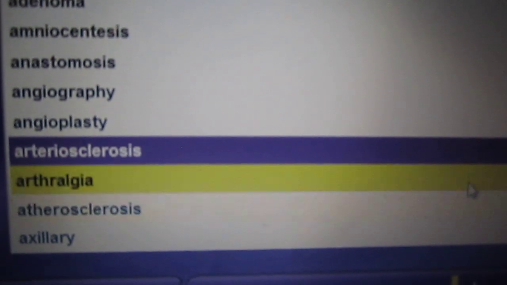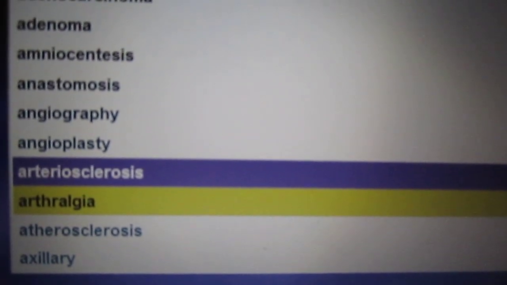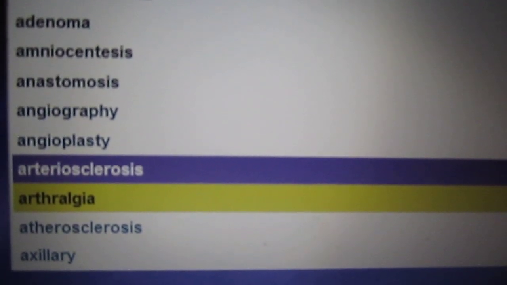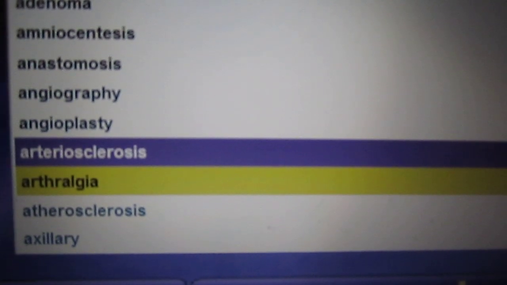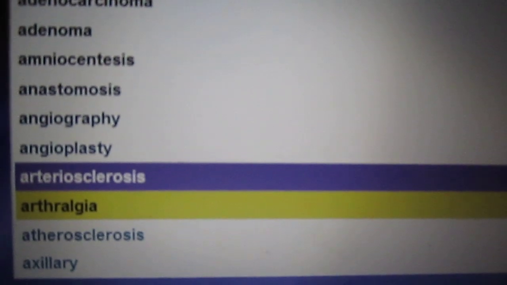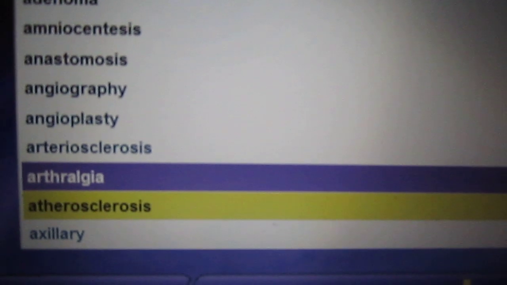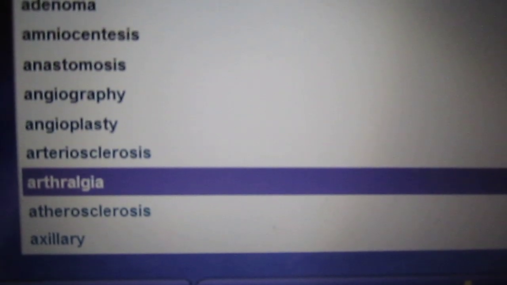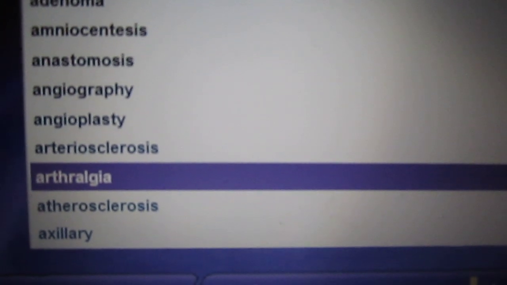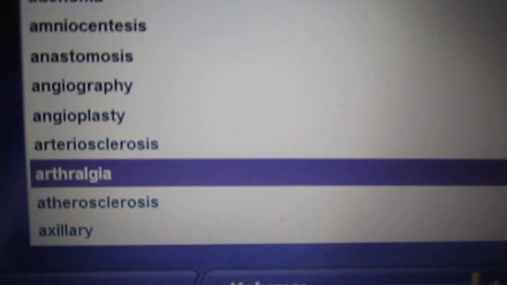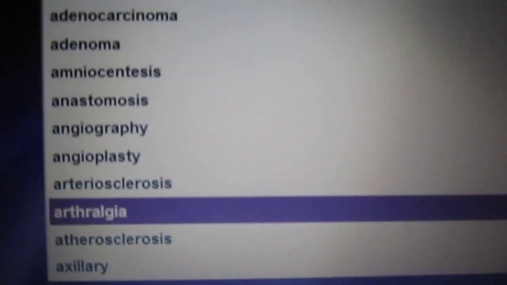This happens with thickening and loss of elasticity of the arterial walls. The most common form of arteriosclerosis is atherosclerosis, in which fatty deposits form and harden in the inner layer of the arteries. Arthralgia. Algia means pain. Arthralgia is joint pain. Do you remember that arthro is the combining form for joint? The O of the combining form is dropped here because the suffix algia begins with a vowel.